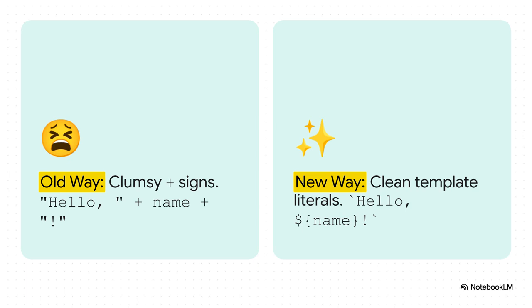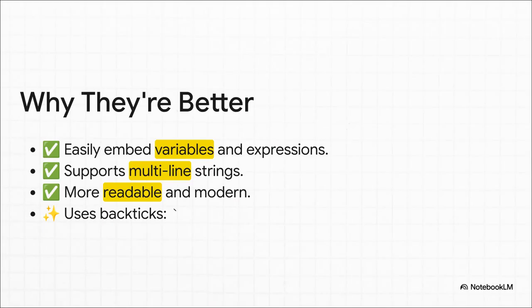You just use backticks, that's the key next to the 1 on your keyboard, and then you can drop your variables right inside the string. It is so much cleaner. So yeah, template literals are just better in pretty much every way. It's super easy to pop variables in, you can write strings that span multiple lines without any hassle, and honestly, it's just the modern, professional way to handle text in your code.